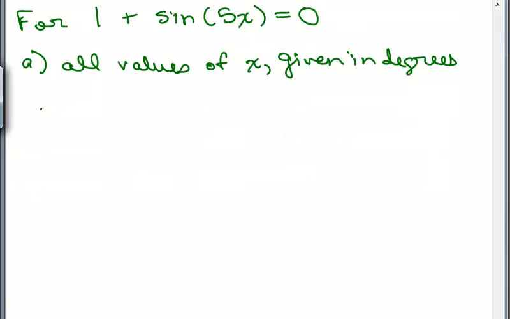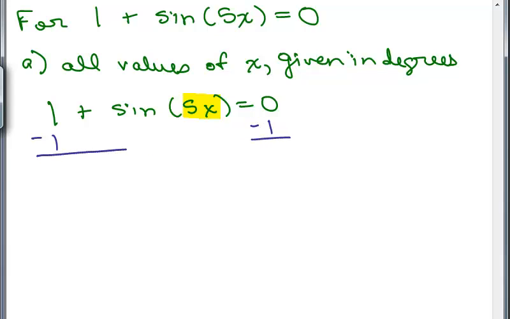All right, so we have our equation, 1 plus sine of 5x equals 0. This is called a multiple angle equation because we have 5x in here instead of just x, for instance. So we want to solve for the sine of 5x first. Let's subtract 1 from both sides, and that gives us sine of 5x equals -1.